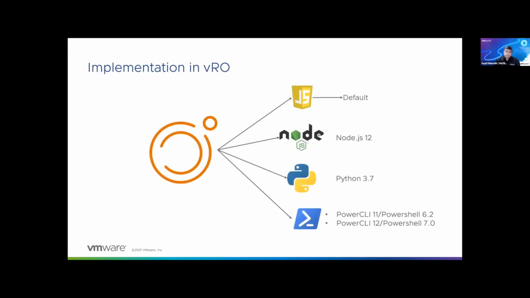Where is Orchestrator now? If we come back to vRO, typically JavaScript is the default language. It has traditionally been that. So it's still there. On top of that, I can utilize Node.js version 12, Python 3.7, or PowerShell 6.2 or 7.0. Both of these environments are there, and corresponding PowerCLI versions 11 and 12 are there. So within vRO, I can utilize all of these different programming languages to write my workflows, to write scripts, and all of that.